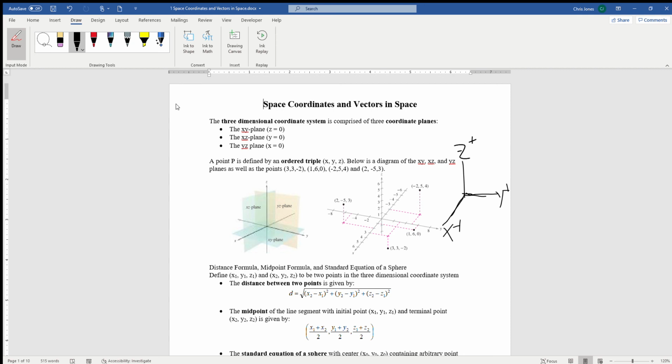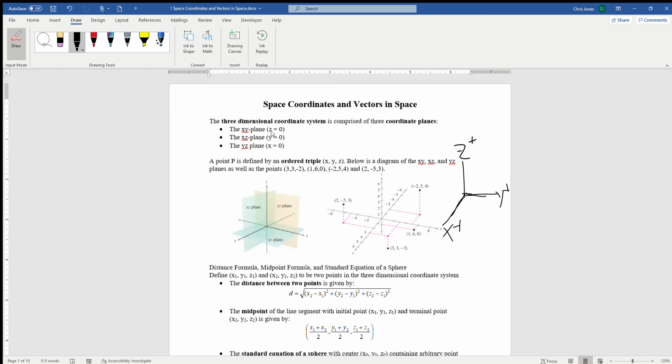Similar to what you learned in pre-calculus, instead of an ordered pair, we have an ordered triple. An ordered triple is x, y, z. And as such, what we're going to do is go on the x-axis either positive or negative first, the y-axis either positive or negative, and then the z-axis either positive or negative.